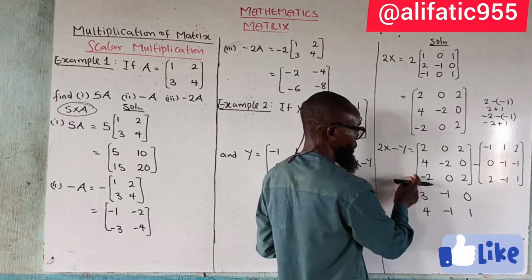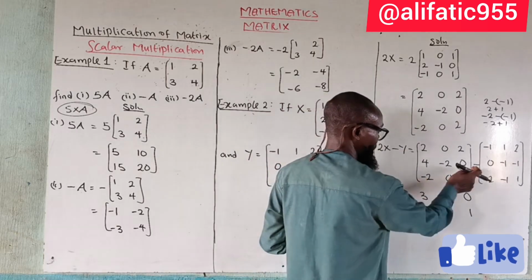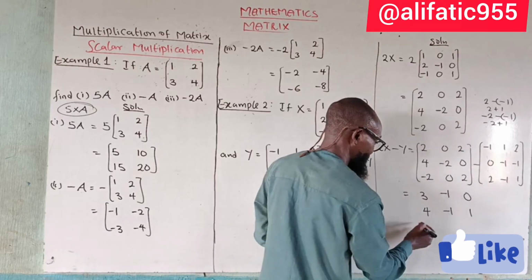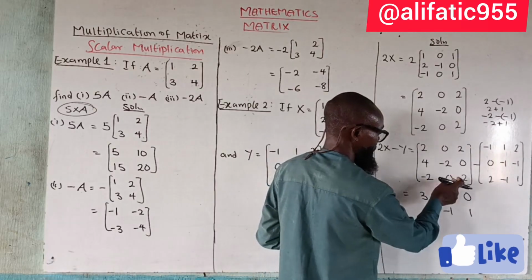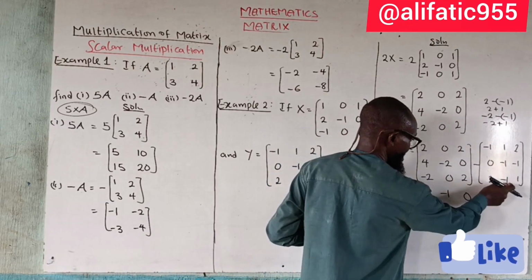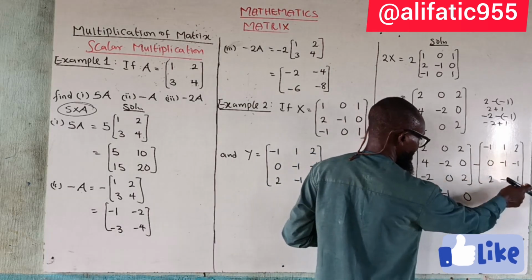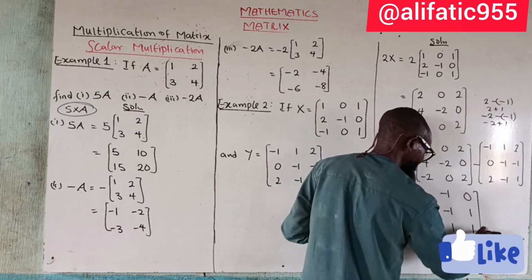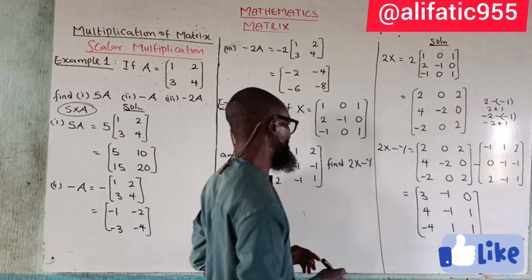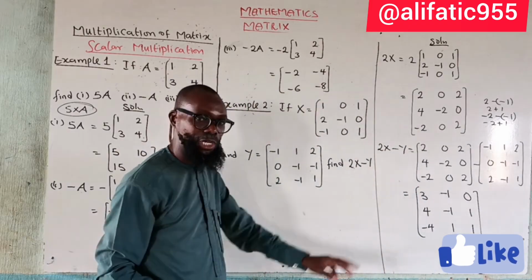Then I move on to the third row. Minus 2 minus 2. That is minus 4. 0 minus minus 1, that is 1. 2 minus 1, that is 1. So this is our final answer for 2X minus Y.